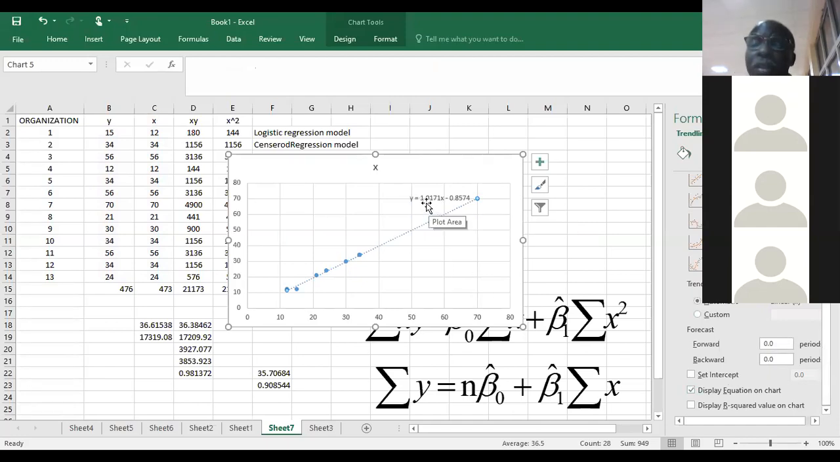Why are they different from what you have gotten here? Why is this one different? Because this one we have got 0.908, isn't it? And the other one we got what? 0.985. 98 something. Why are they different?